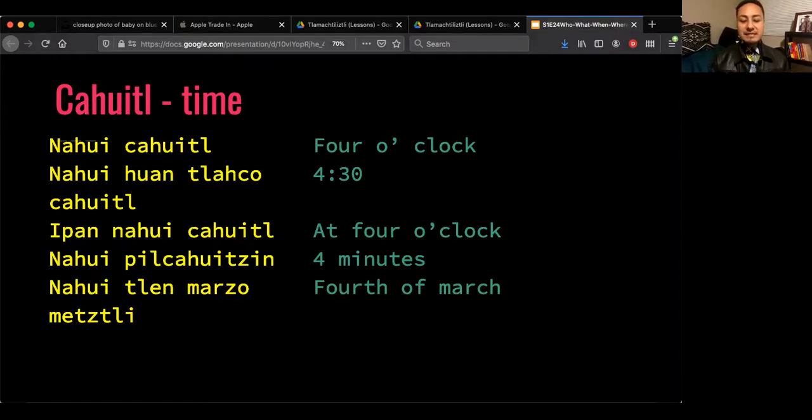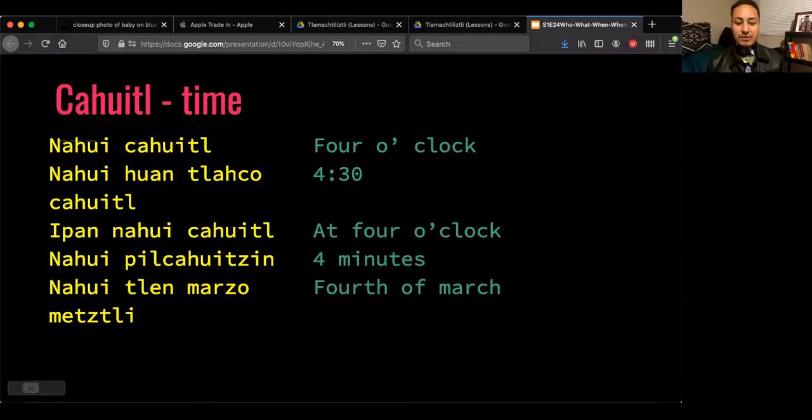The word for minutes translates as little hour. So to say minutes, you would say pilkawitzin. If you remember from our class, you can make anything small by adding pil and tzin. So this kawit is an hour and pilkawitzin is a minute. So nawi pilkawitzin, 4 minutes.